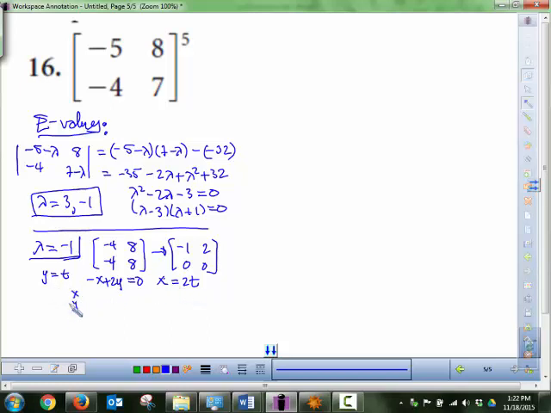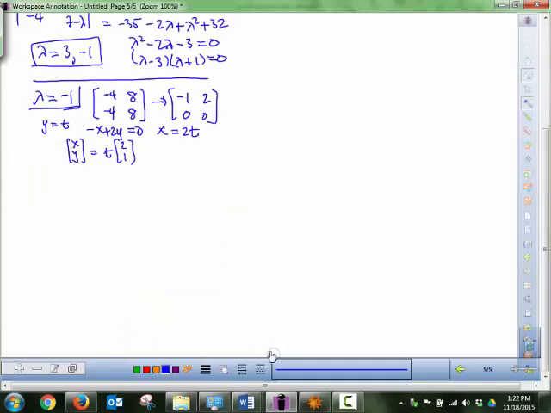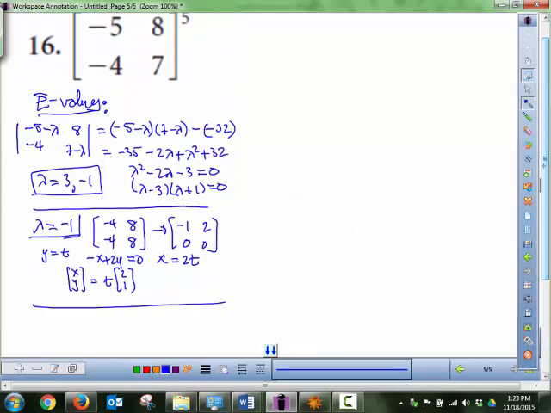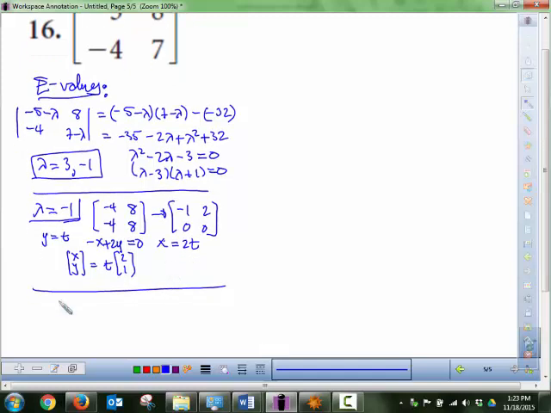So x, y is equal to t, and then the 2 for the first one and the 1 for the second one. So I got one eigenvector, the eigenvector for negative 1. And now let's check for positive 3.